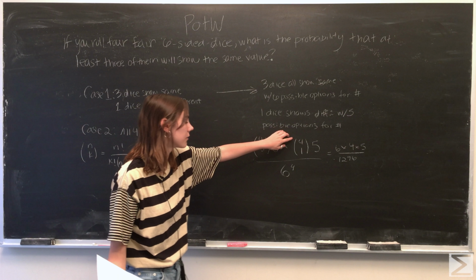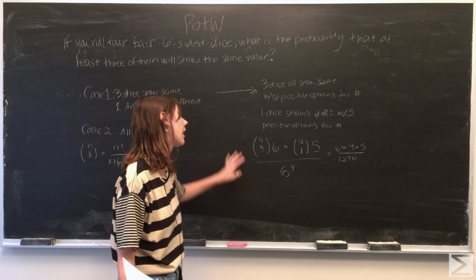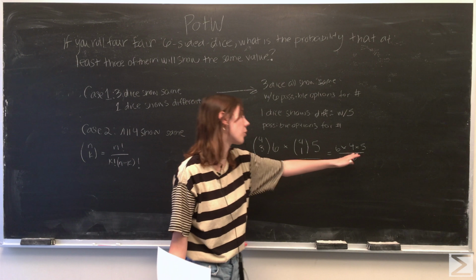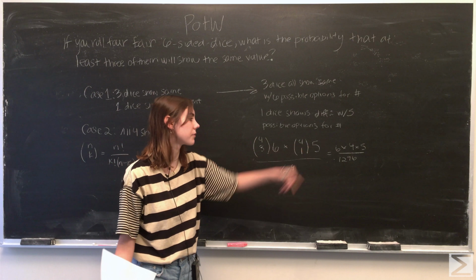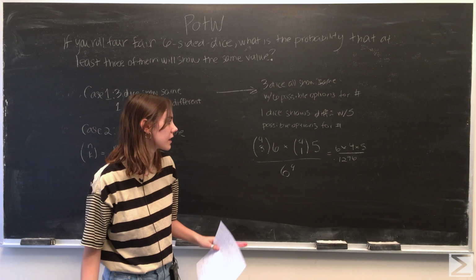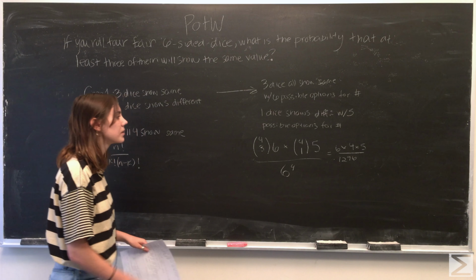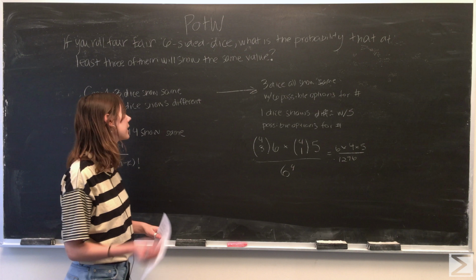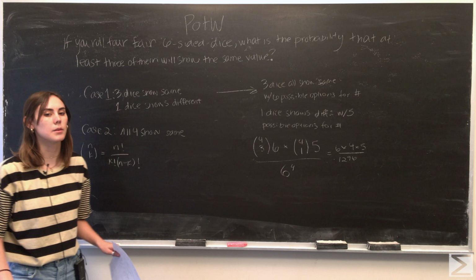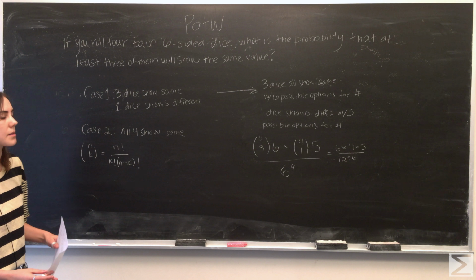And what basically happens in terms of the numerator here is that this 4 choose 1 actually ends up coming out to be 1, so it disappears, and then this 4 choose 3 turns out to be equal to 4, so it just turns into 4 times 6 times 5, and then 6 to the 4th, 1,296. So now that we have the probability that case 1 happens, what we can do is find the probability that case 2 happens, that all 4 of the dice show the same number, add them together, and we'll have the probability that at least 3 of them will show the same value.